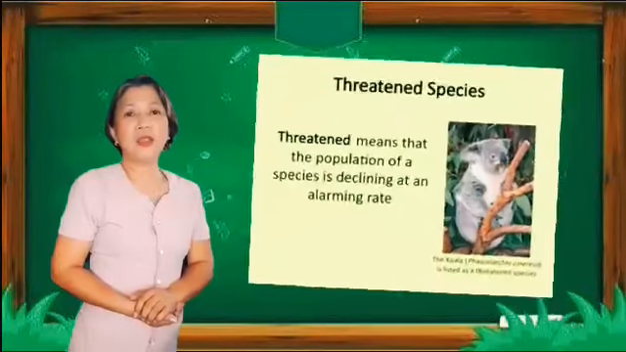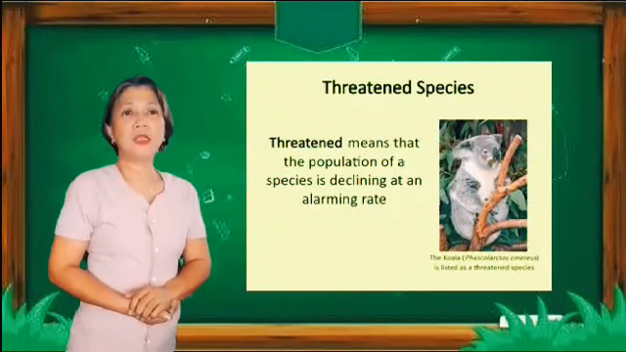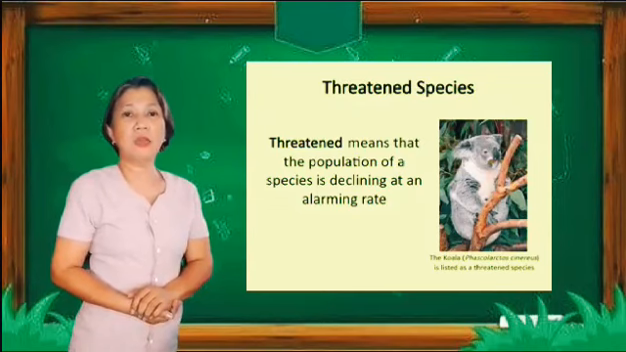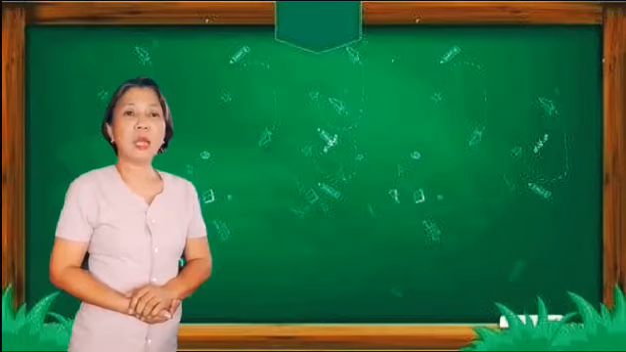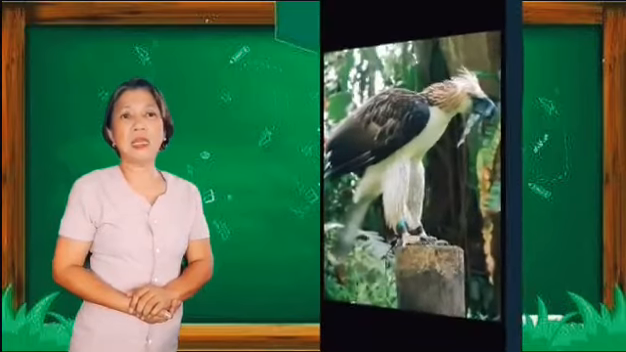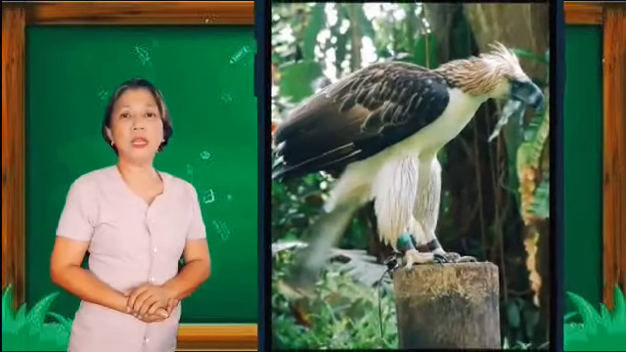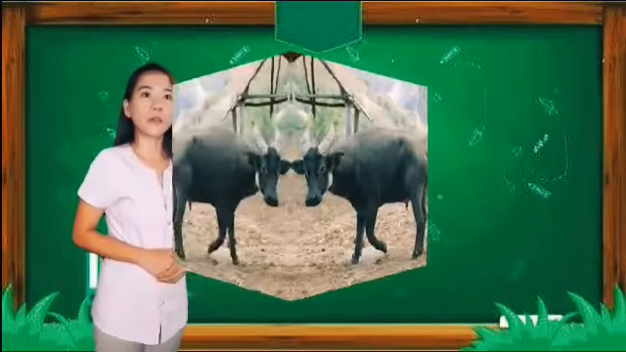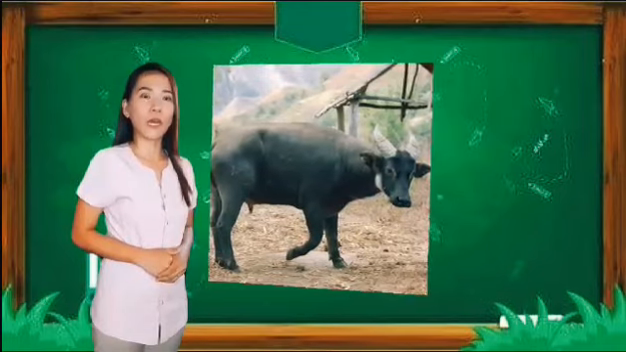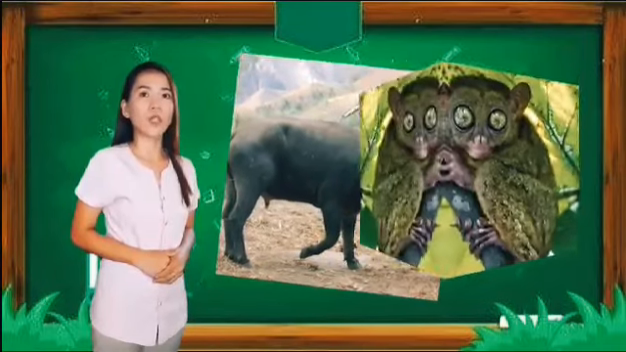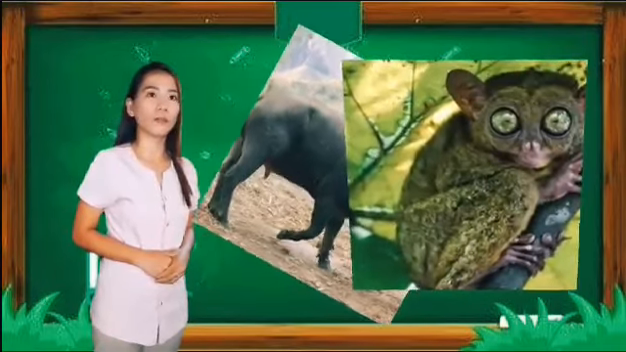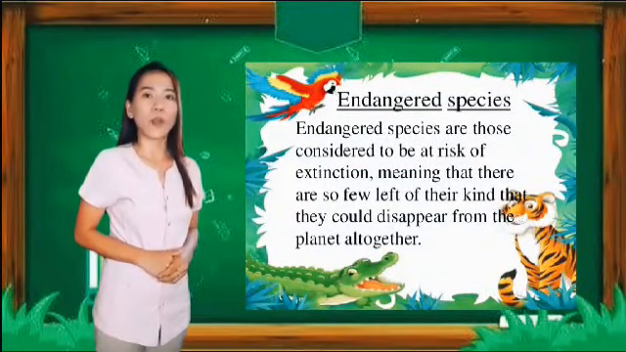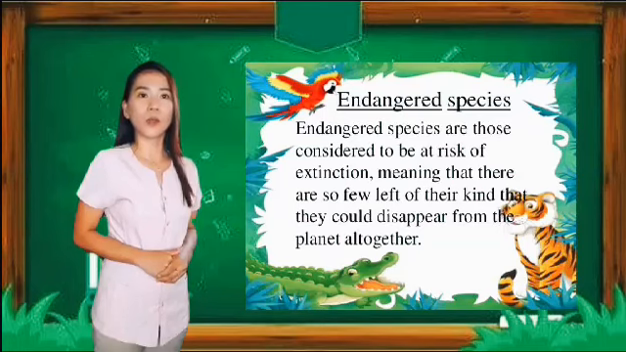Let us now define threatened species. These are species wherein their population declines so fast that it becomes endangered. One example of this is the monkey-eating eagle, or commonly known as the Philippine eagle. We have here two pictures. One is the Philippine tamaraw found in Mindoro, and the other one is the tarsier, which can usually be seen in Bohol. These species are considered endangered species when their population becomes so low that only few remain.